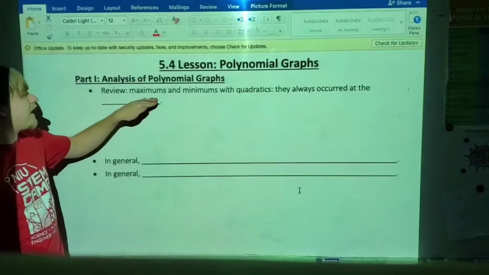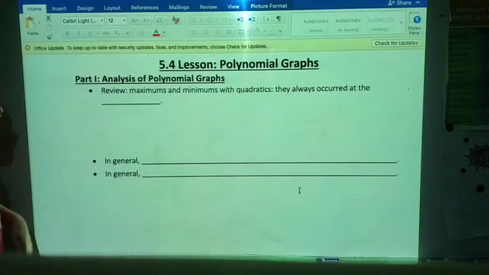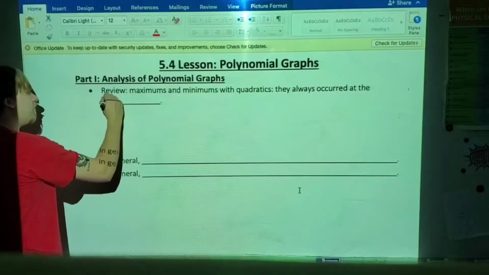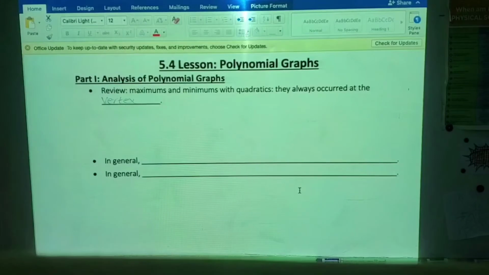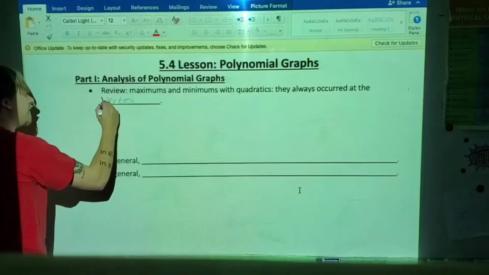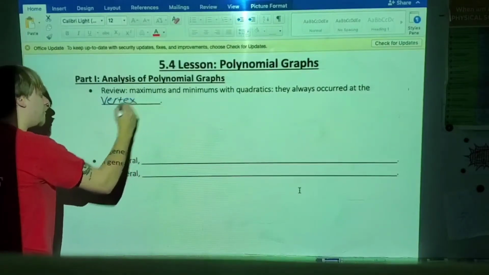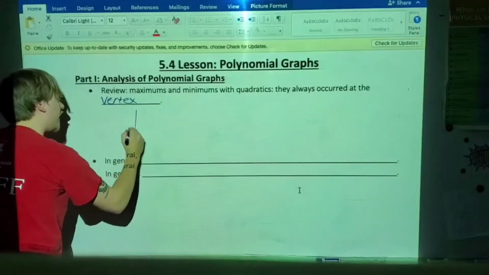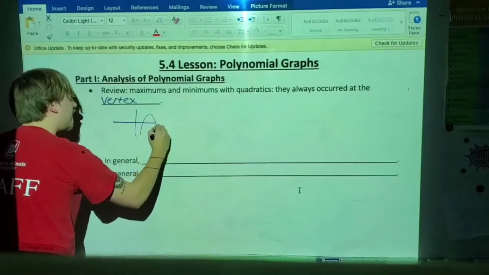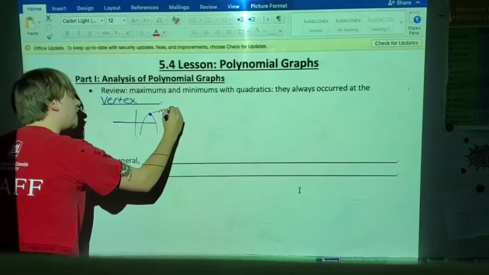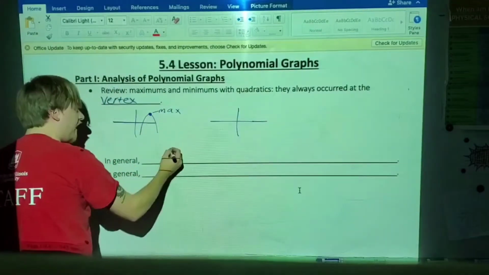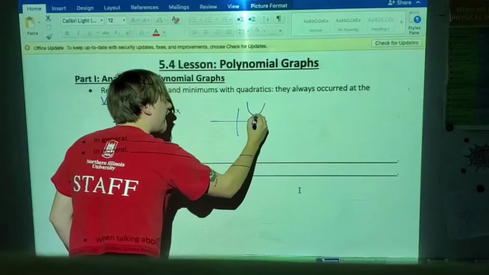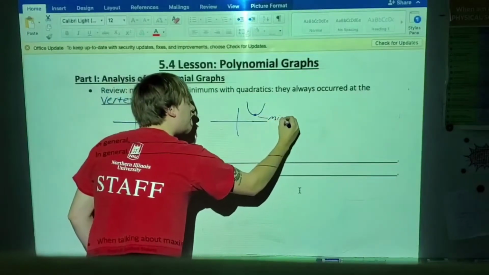So just to review, maximums and minimums when we do quadratics, those are the parabolas, they always occurred at the vertex. And we'll draw a picture of what that looked like. We had a quadratic and we had parabolas. If we had one like this, then we would have a maximum right there. Or the other way that a parabola could face, instead of opening down, it could open up like that, and then at the bottom, that's where we had a minimum.